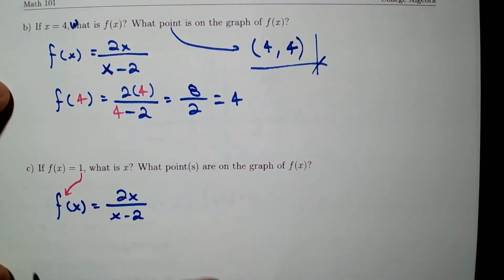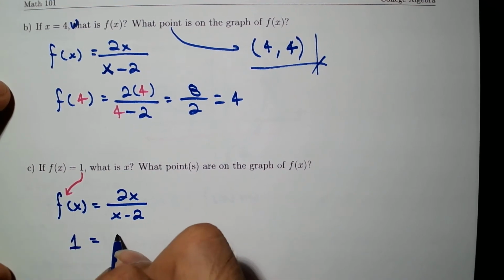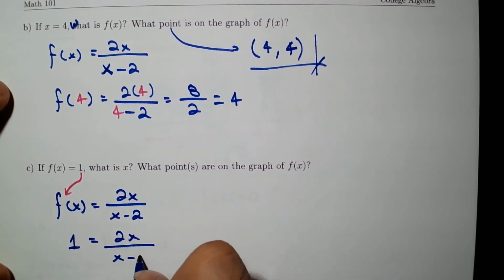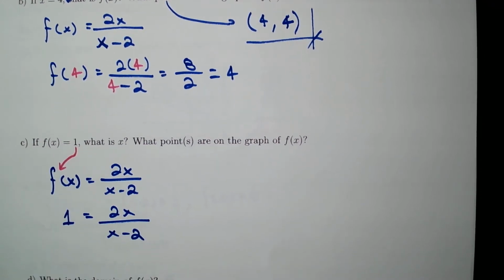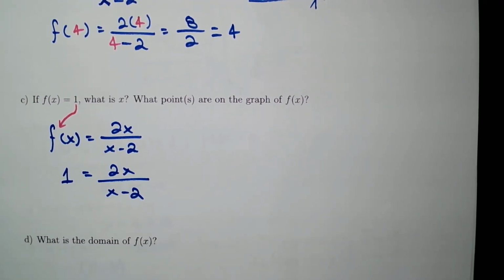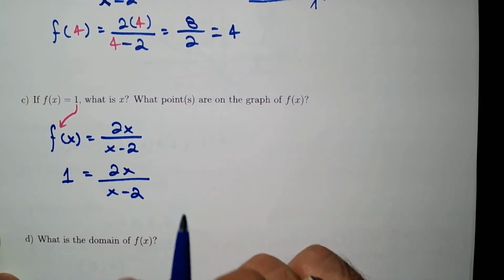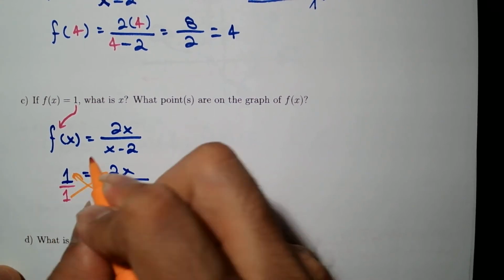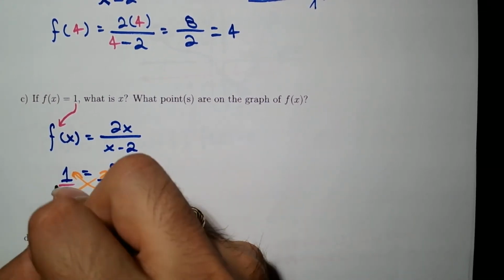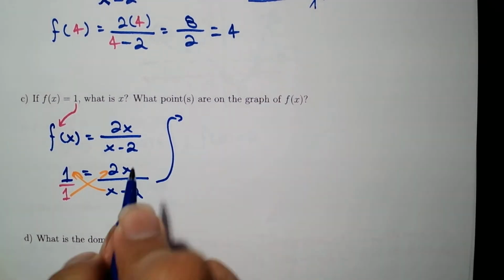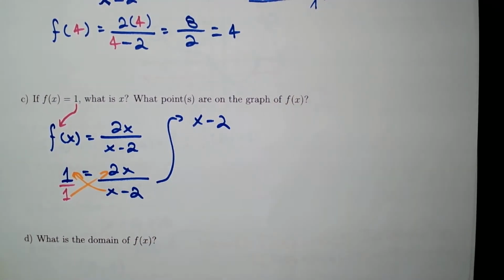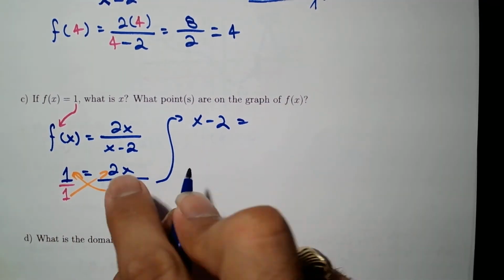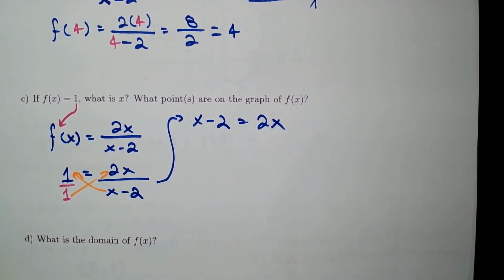That whole side is 1, divided by x minus 2. Okay, so 2x over x minus 2. So in this case we need to solve this equation. What I'm going to do here is cross multiply. So 1 times x minus 2 gives us x minus 2 on the left hand side of the equation, and 1 times 2x is 2x.